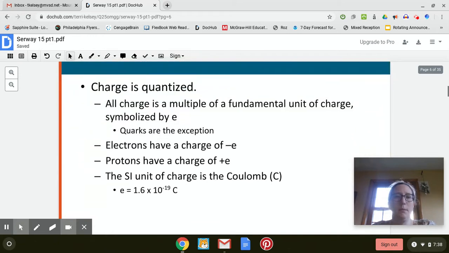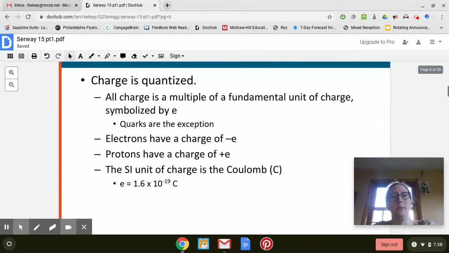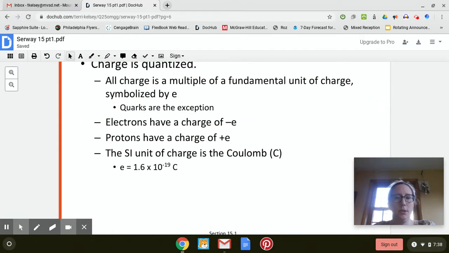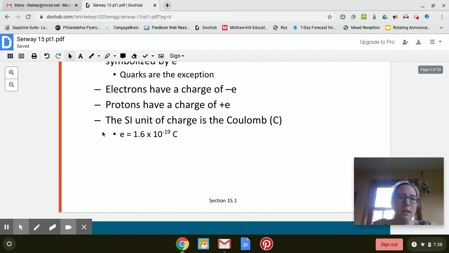And then we talked about how charge is quantized, so it comes in packets of charge. Okay, this right here is the charge of a proton. It's also the charge of an electron. You just have to change the sign.